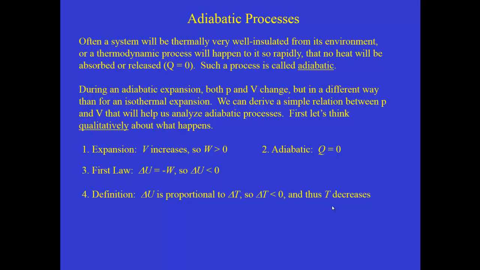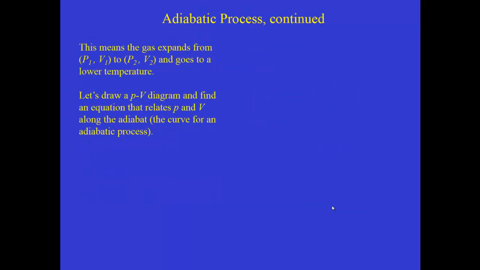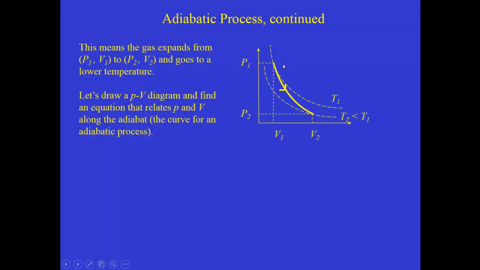And now let's illustrate this on a PV diagram. So the gas beginning at an initial pressure and volume P1, V1 expands to P2, V2, where V2 is higher than V1, and of course P2 is going to be less than P1, but it goes to a lower temperature. And so we can illustrate this on a PV diagram by using two isotherms. The two dotted lines here that are curved represent two isotherms. The top one represents an isotherm at temperature T1. The bottom one represents an isotherm at a lower temperature T2.